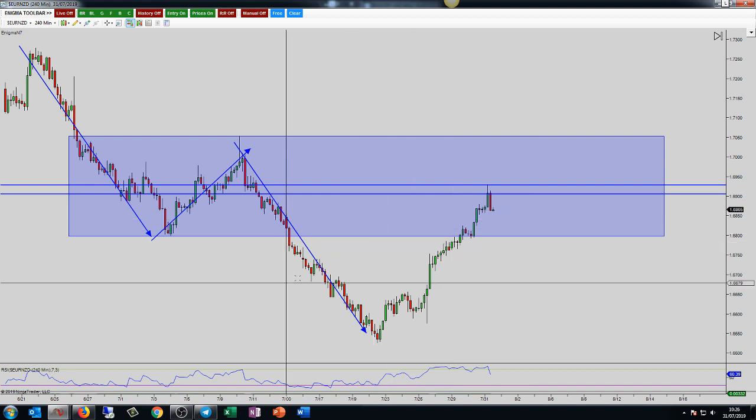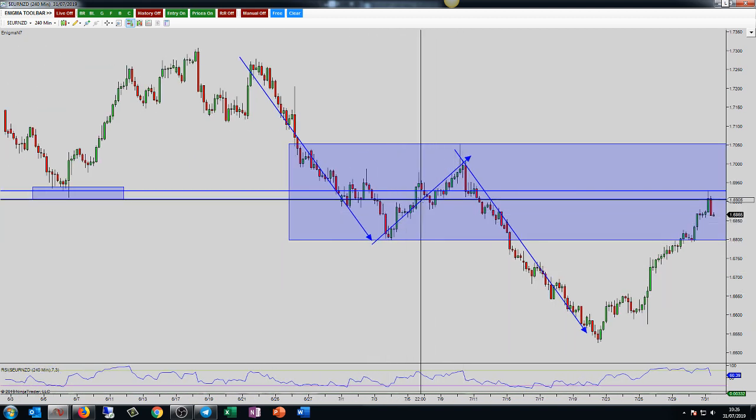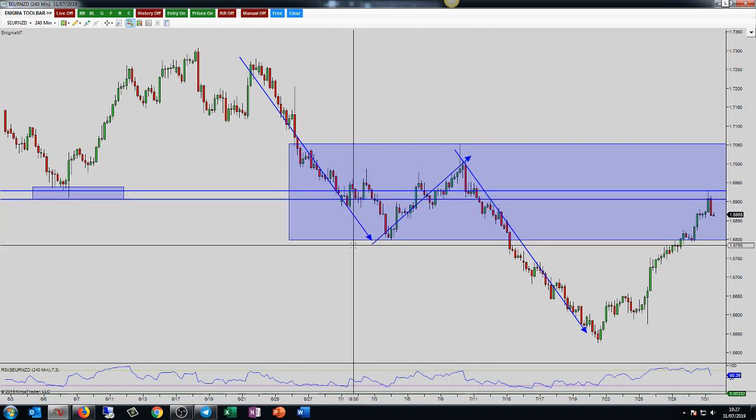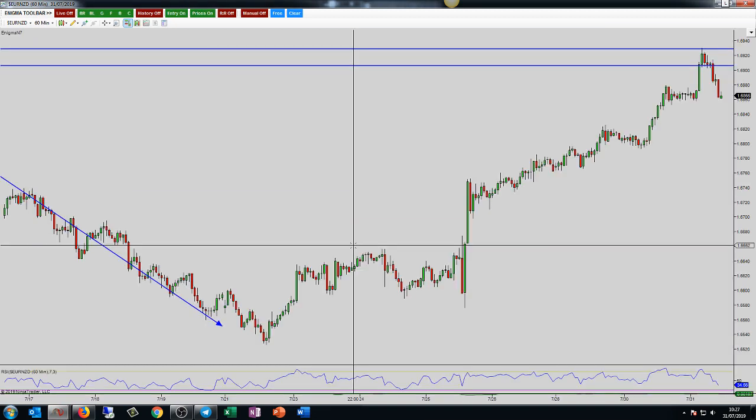So there isn't any recent structure, and when I say recent, this consolidation area here is where I would have loved to have seen lots and lots of wicks, lots and lots of tests, so that I can look for a double top in this zone, but there isn't. So let's go and take a look at the 60.